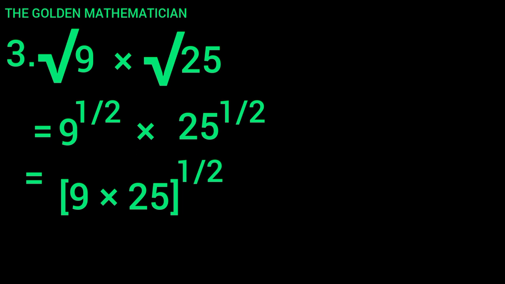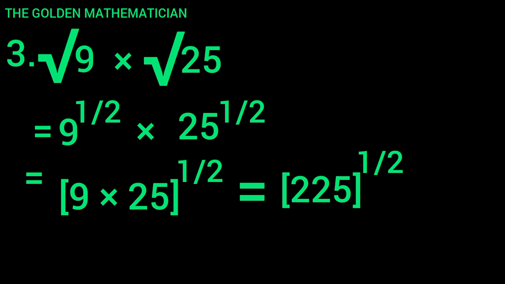I hope you saw what I did there. Based on the fact that their powers are the same, I multiplied both bases together, 9 times 25 all raised to the power which they both share, which is 1 over 2. And 9 times 25 is equal to 225. So our answer is going to be 225 raised to the power of 1 over 2, which is equal to the square root of 225. And the final answer is 15.